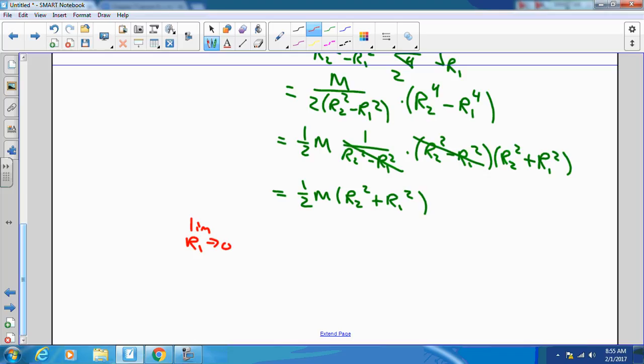But do notice that the limit works out. If I take the limit as R1 goes to 0 of our result, then what I get is the moment of inertia of a solid disk, which makes a whole lot of sense.